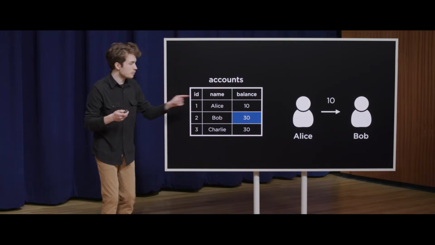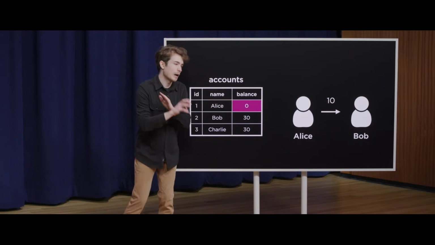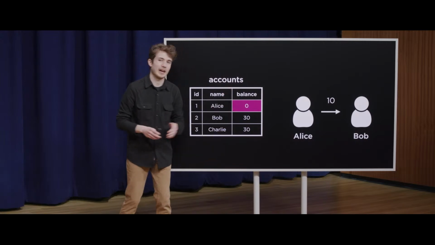What I should then do is update Alice's balance, subtracting 10, so we're at the right amount of dollars across our bank accounts here.